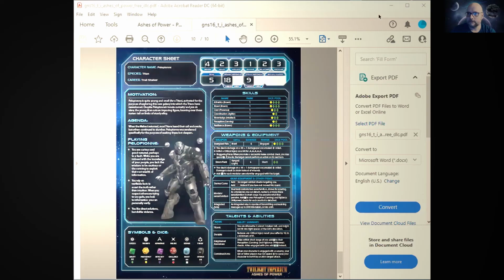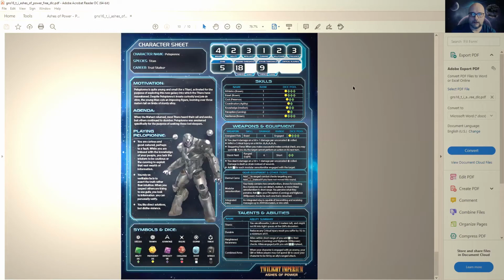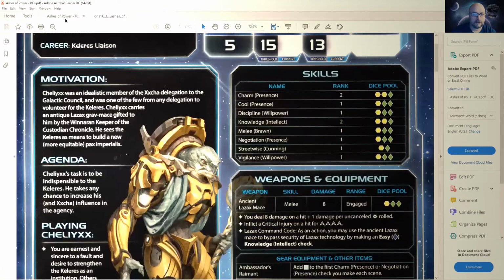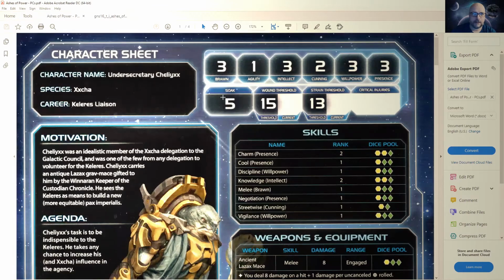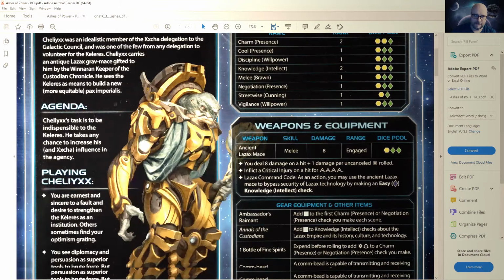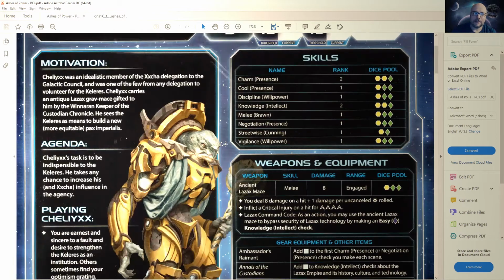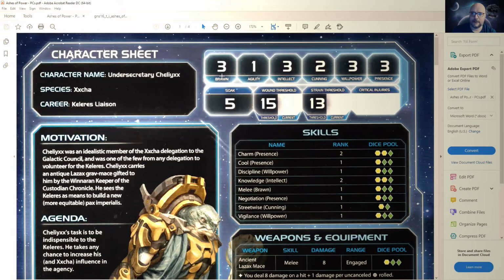All right, so this is actually from the downloadable content. Let's start with the more basic one. So here we've got Undersecretary Celix of the Xxcha, a turtle alien. And if you look at him, he's got a lot more 3s than you're normally going to see on a board. So what you want to do is get this down so that it averages about 2.